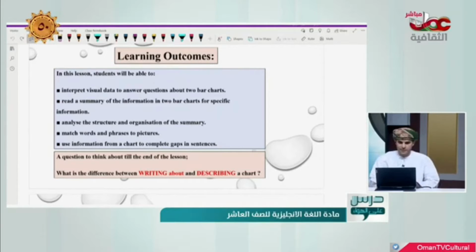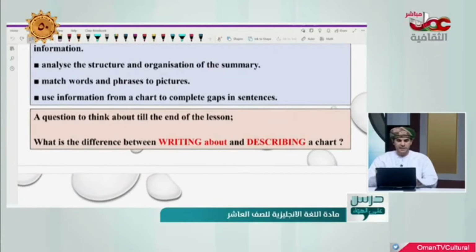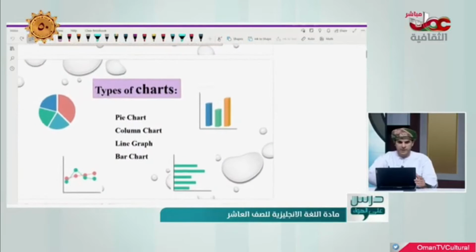And my dear students, please, I need you to listen carefully to my explanation in this lesson, because I want you, through my lesson, to get an answer for this question. What is the difference between writing about and describing a chart? There is a little difference between writing about a chart and describing a chart. I need you to focus, concentrate in my lesson so you can get the best out of it, inshallah. Okay, shall we start?